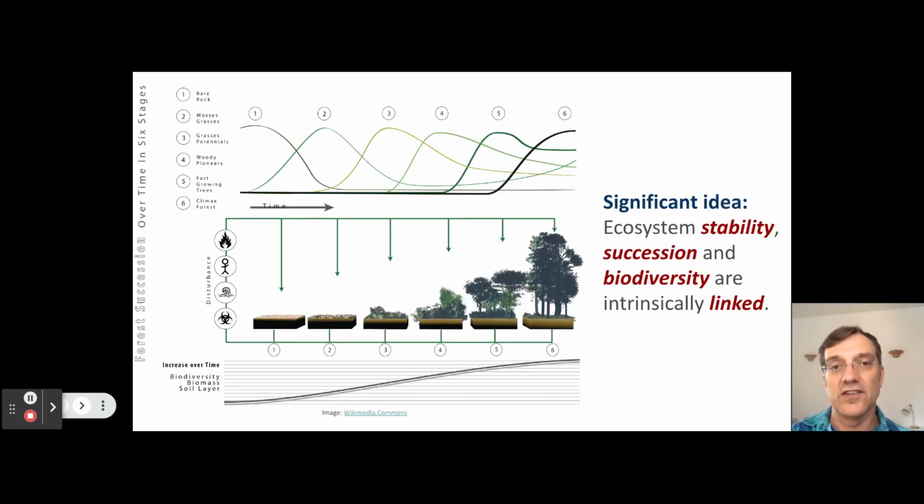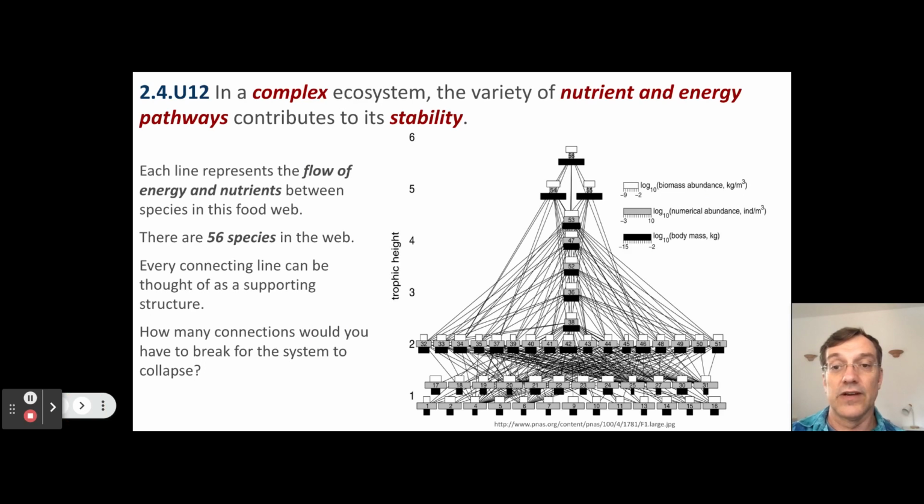In previous slides and topics, we've discussed this idea that biodiversity and ecosystem stability are intrinsically linked. Generally speaking, the more diverse an ecosystem, the more stable it is. That holds true in succession. Right? So succession leads to a complex climax community. And as you can see from this diagram of a bunch of different nutrient and energy flows, the more complex the food web is, the more complex the community of organisms is, the greater the variety of pathways through that. And the greater the varieties are, the more stable the ecosystem is.